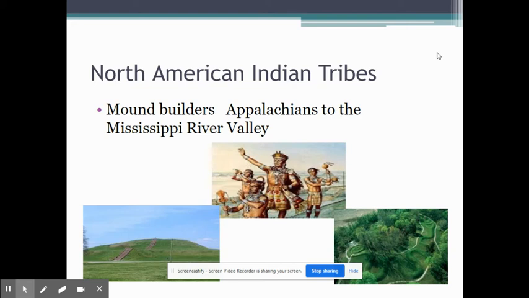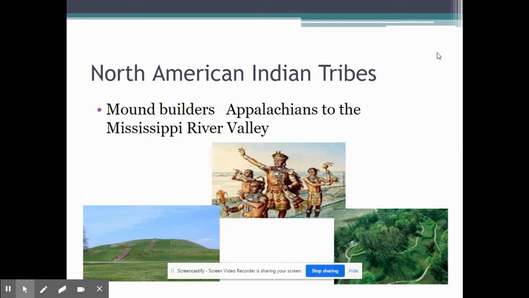We're not going to try to cover every single type of Indian tribe that lived in North America, but we are going to focus on two. We're going to focus on the mound builders and the Iroquois. The mound builders, because those were the type of Indian cultures that lived in this area of Illinois, as you can see, and this is what you want to write for mound builders.